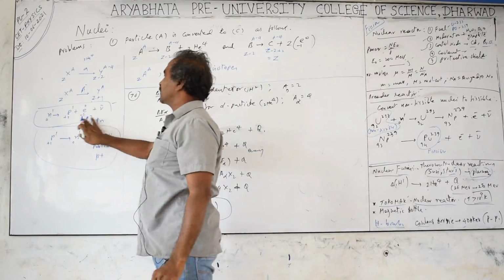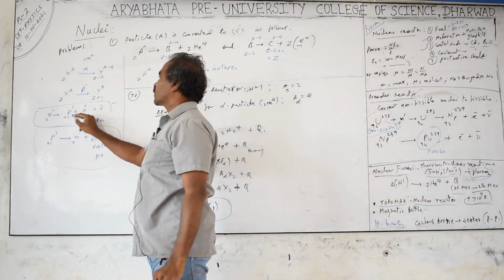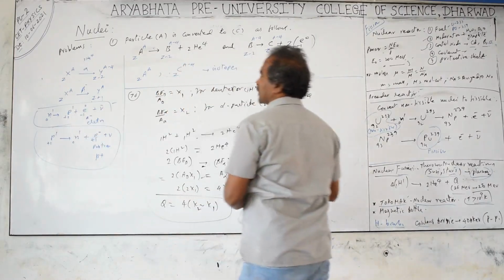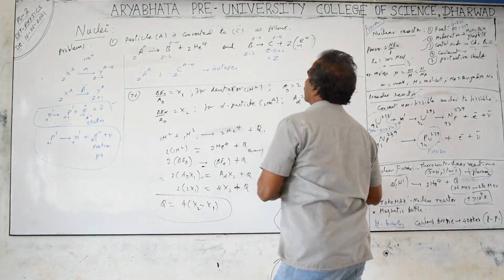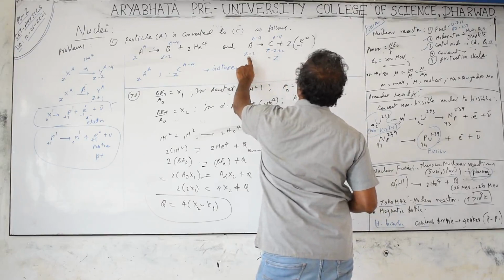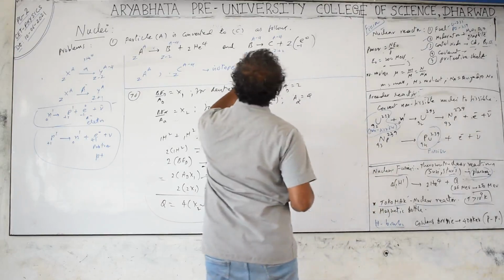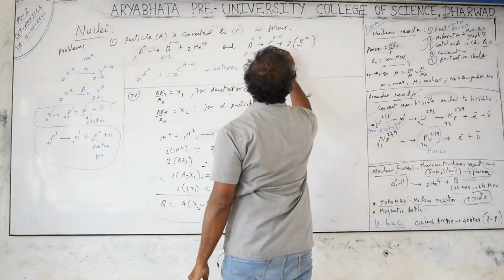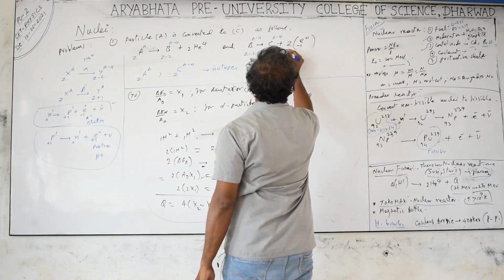2 electrons means neutrons converted into protons, so for each electron emitted the proton number increases by 1 unit. 2 electrons emitted means the proton number increases by 2 units. Here Z minus 2 is already there, plus 2 because of this emission. Z minus 2 plus 2 cancels, the result is Z.